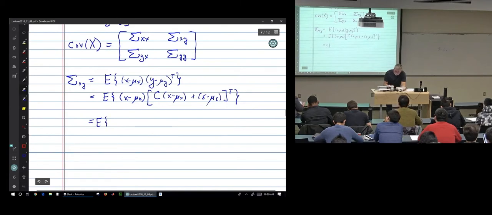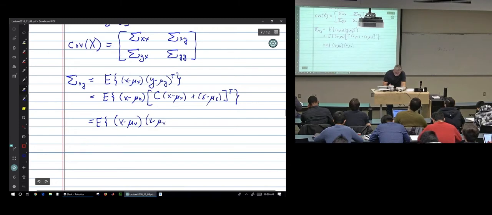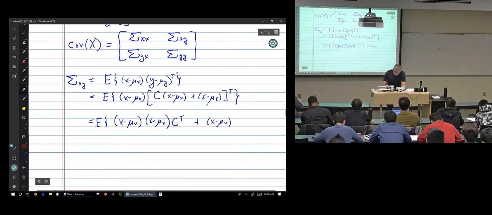Expected value of, well, we end up with x minus mu x, and we see that transpose there, so we get x minus mu x times C transpose. And then we have x minus mu x times epsilon minus mu epsilon transpose. Okay, so I just expanded it out.